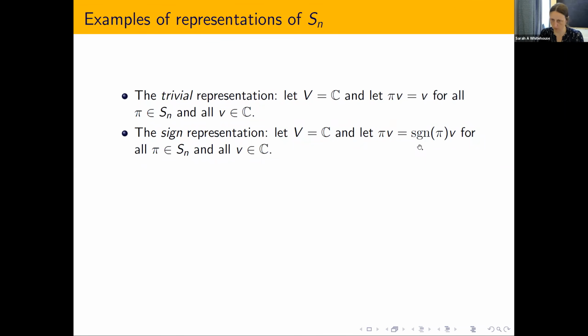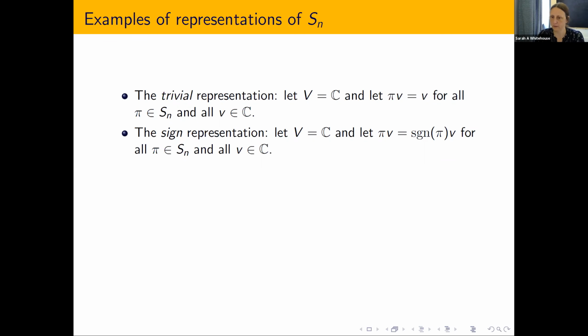So that's giving a one-dimensional representation. Let me remind you about signs of permutations. You can always write a permutation as a product of transpositions. A transposition is a little two-cycle. It's an interchange of a pair of elements in the set 1 up to n. And you can express any permutation as a composite of those transpositions, of swaps of two elements.